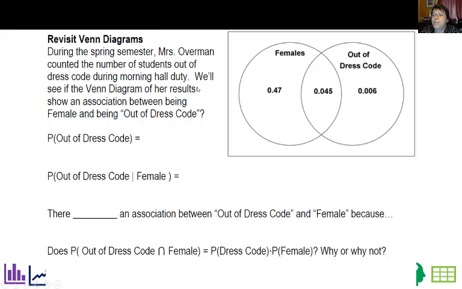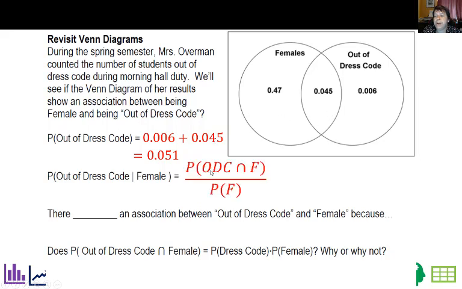So the probability that someone is out of dress code, that would be this circle right here. It would include both pieces, the 0.006 you see there and the 0.045 that is in the overlap. So that probability that a student is out of dress code is 5.1% or 0.051. All right. So what is the probability they're out of dress code given they're female? Well, that's going to redefine my world here to this circle. So it should be the 0.045 given the total here. So it's the probability that they're out of dress code and female over the probability of being female.